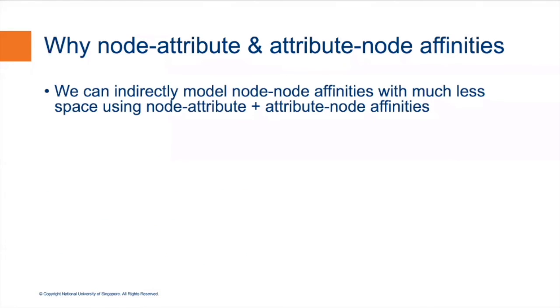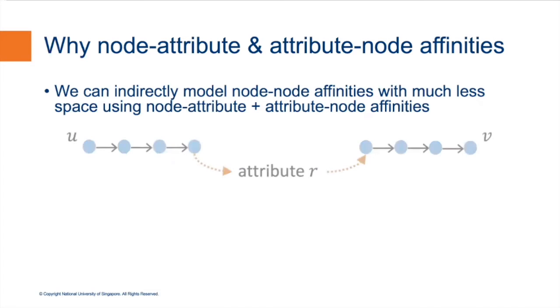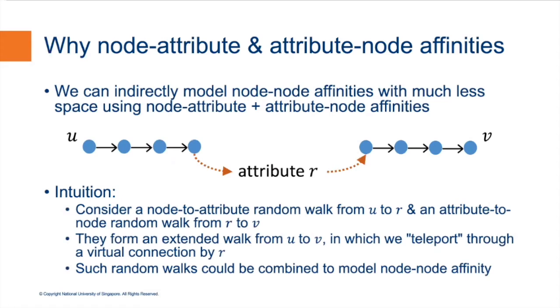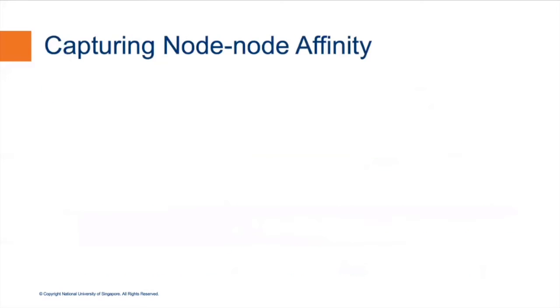So why do we define a node attribute affinity as well as an attribute node affinity? The reason is that we can combine these two affinities to implicitly model the affinity between nodes. Intuitively, if we have a random walk that goes from a node U to an attribute R, and we have another random walk that goes from R to another node V, then the combination of these two random walks can be regarded as a random walk from U to V with a teleport in the middle.